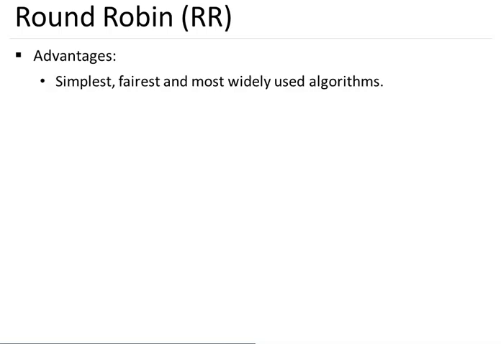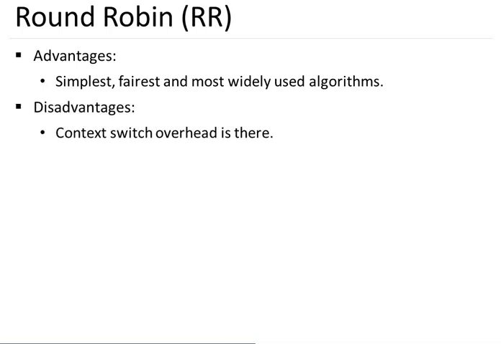After that, let's look at the advantages of the round robin algorithm. It is the simplest, fairest, and most widely used algorithm. Now the disadvantage is that context switch overhead is more compared to other algorithms. Determination of the time quantum is critical, because if you select a short time quantum, then context switching is more compared to other algorithms, and if you choose a large time quantum, then it will become FCFS.